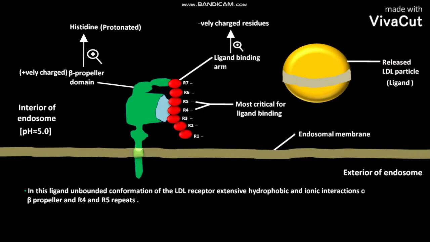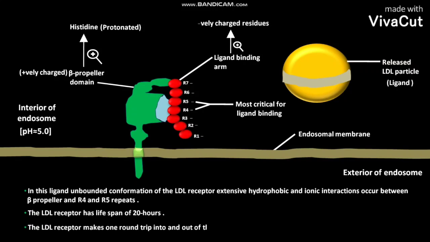In this ligand unbound conformation of LDL receptor, extensive hydrophobic and ionic interactions occur between beta propeller and R4 and R5 repeats. The LDL receptor has a lifespan of 20 hours. The LDL receptor makes one round trip into and out of the cell every 10 to 20 minutes.